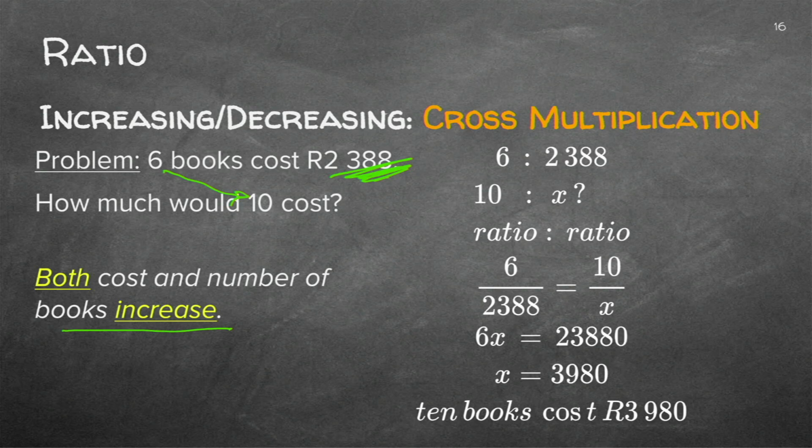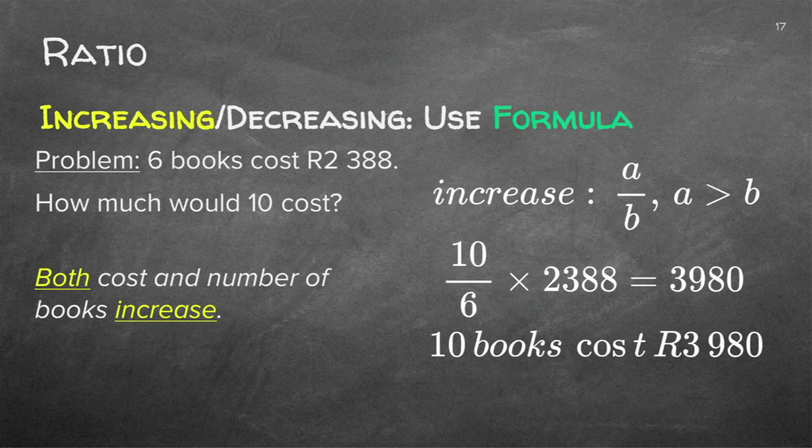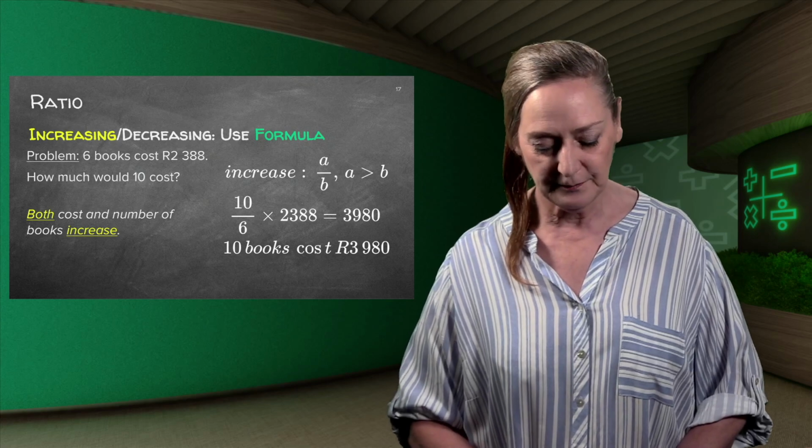We're going to do the cross multiplication. 6 to 2,388, 10 to x. There are your 2 ratios. Equate them. Do your cross multiplication, and you will see the cost of 10 books is more than the original cost, because it must increase, because the number of books increased. It's 3,980.